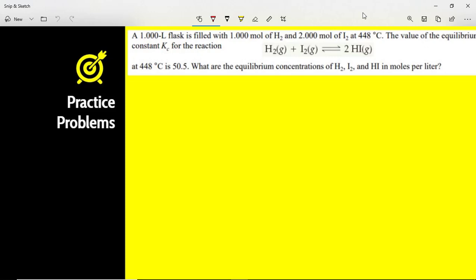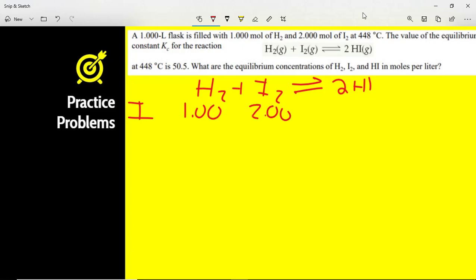So what we need to do here is start off by writing my equation and writing out my initial concentrations. We're going to start with H2 plus I2 yields 2HI. Our initial concentrations are 1 mole and 2 moles. Again, these are molarity concentrations because it's in a 1 liter flask. And we start with none of the product.